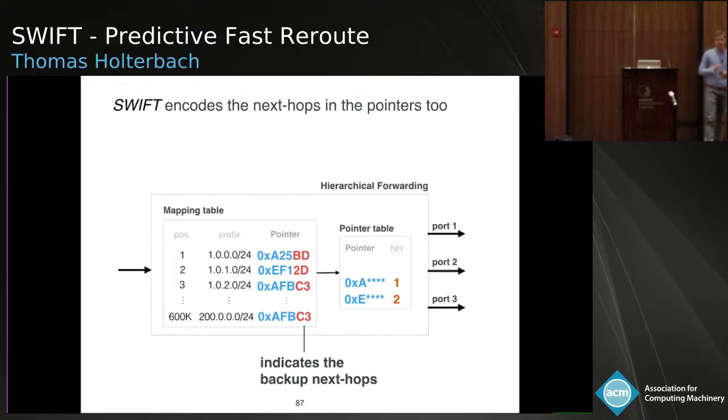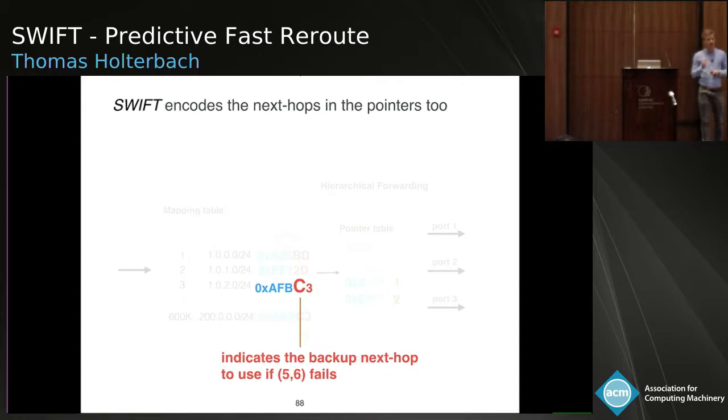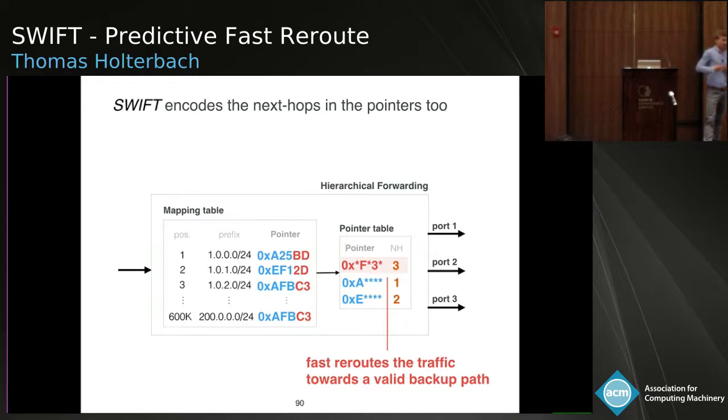So Swift actually does this by encoding in the pointers the backup next hop to use should any of the encoded links fail. For instance, C indicates the backup to use if the link between 5-6 fails. 3 indicates the backup next hop to use if the link 6-7 fails, and so on. So now, upon the failure of the link 5-6, Swift adds a high priority data plane rule in the pointer table, matching on F to reroute all the traffic traversing 5-6, and matching on 3 as well. 3 indicates a backup next hop which is not affected by the failure. Right?